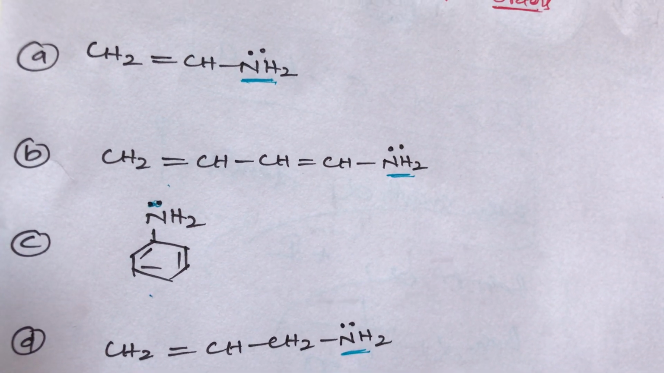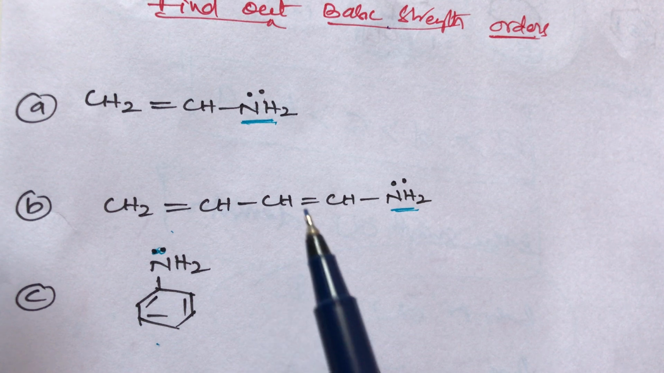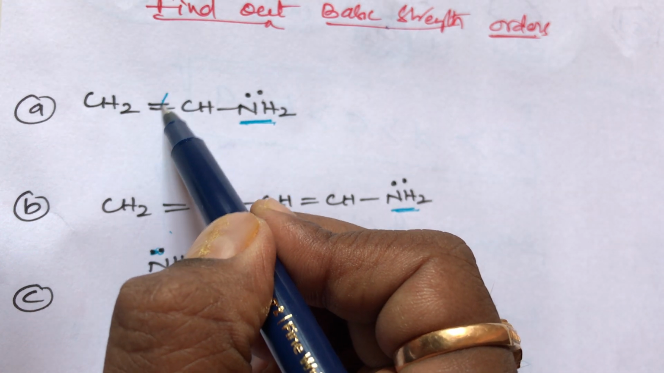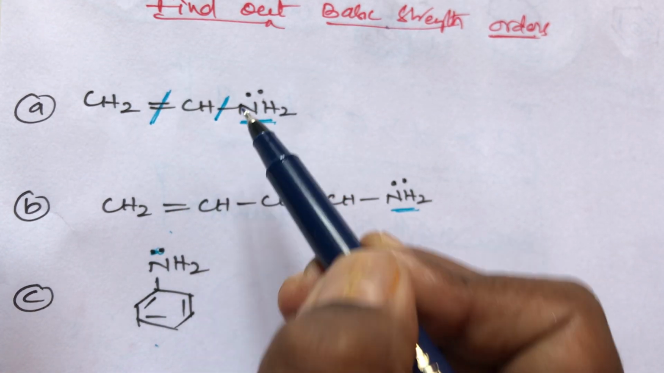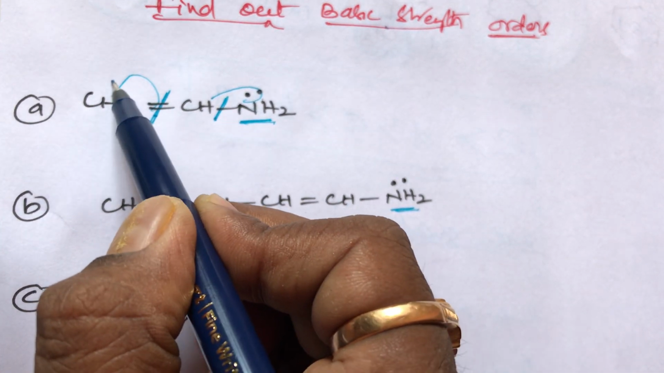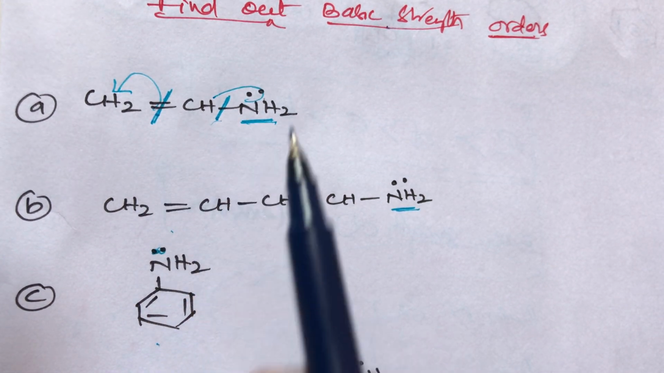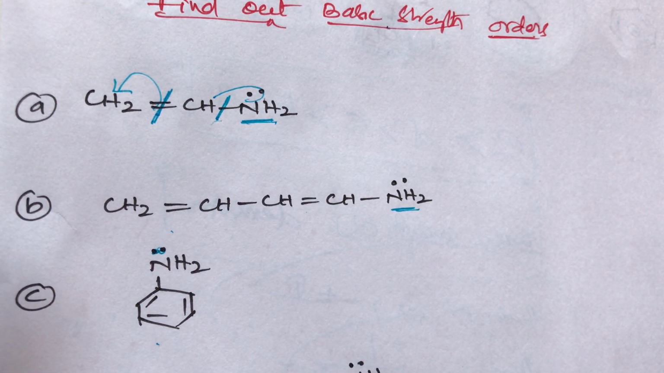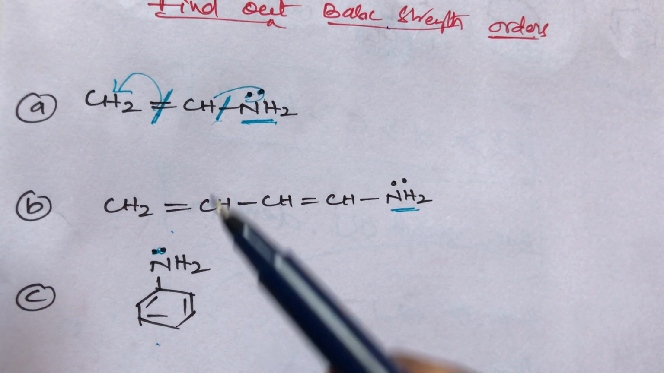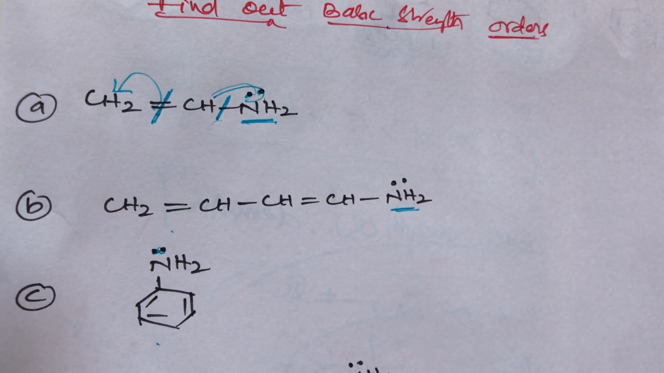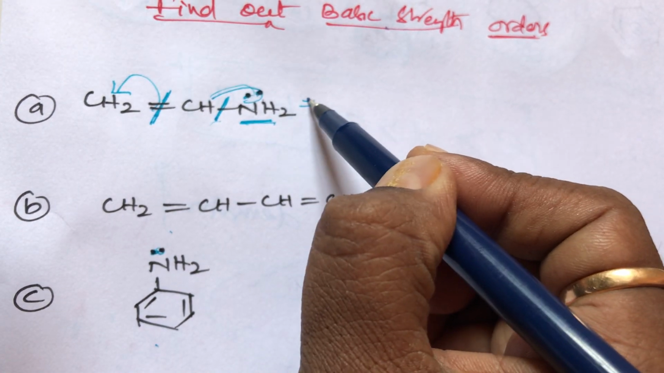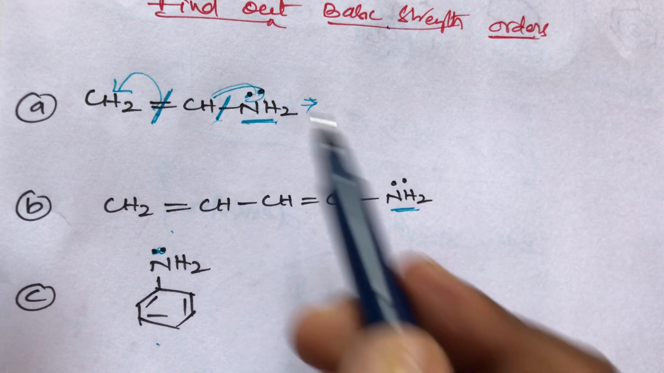One second students, first let's find out the first compound. This first compound has CH2 double bond, then CH single bond, NH2. So this first compound has conjugation: double bond, then single bond, meaning pi bond, then sigma bond, pi bond, then sigma bond, and the lone pair participates in the resonance. This nitrogen NH2 group has one lone pair, and this lone pair is involved in the resonance, so this lone pair is completely delocalized.